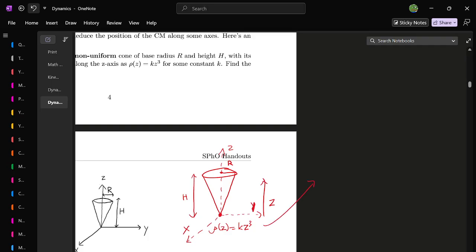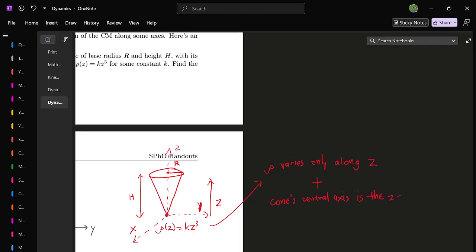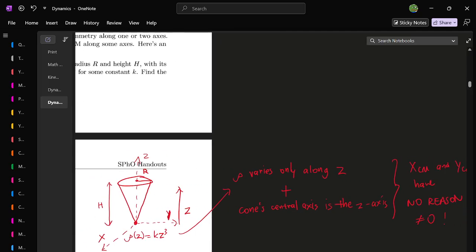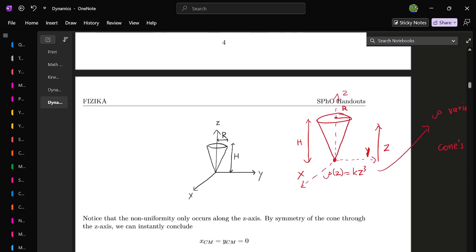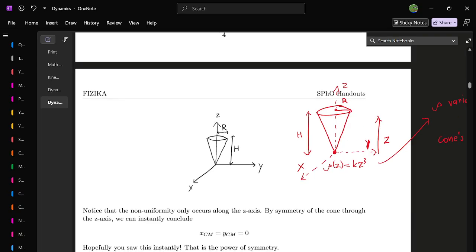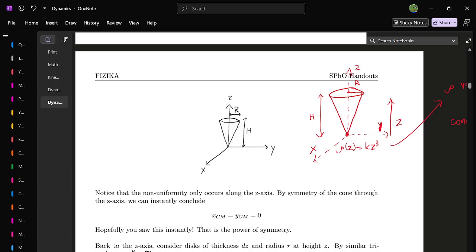So you can see here that rho varies only along z, and the cone's central axis is the z-axis. This means that xCM and yCM have no reason to not be at 0. And that's just what symmetry means. Because the non-uniformity only occurs along the z-axis and there's symmetry of the cone through the z-axis, you can instantly conclude this. And this should be something that you see instantly when you find the CM of stuff.